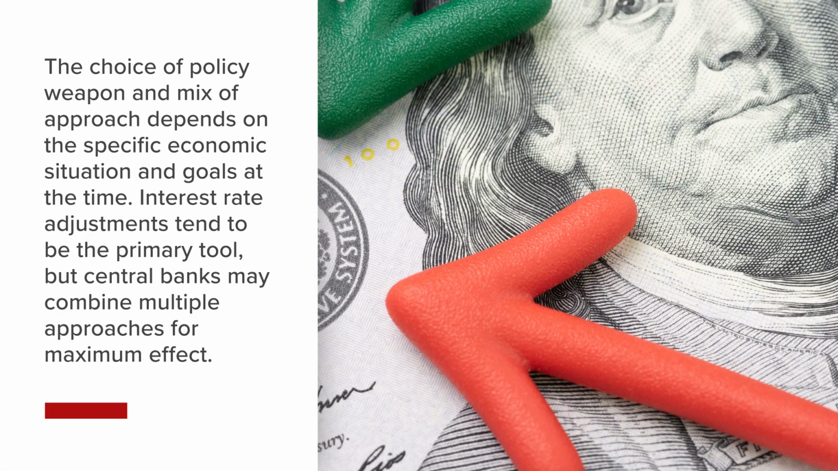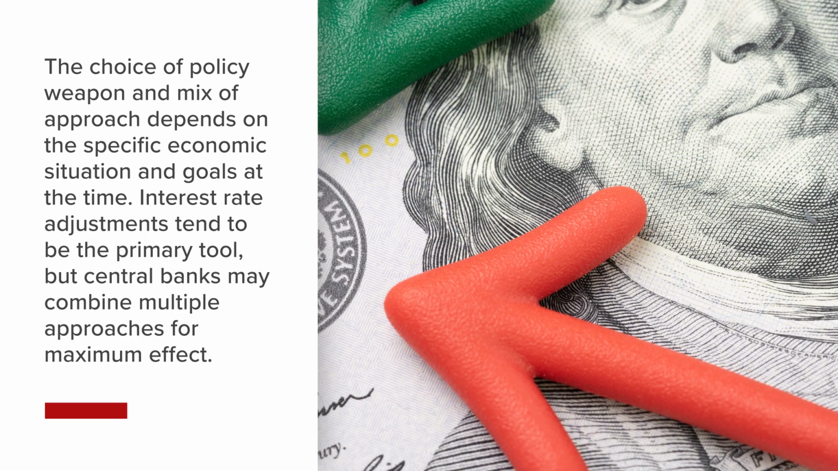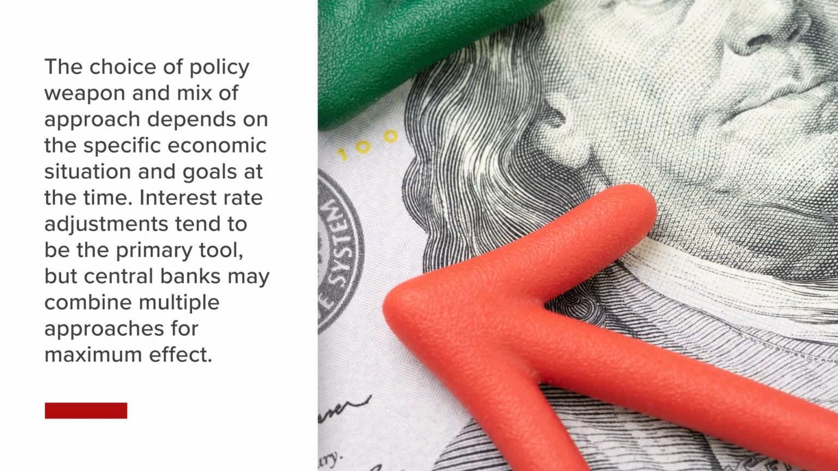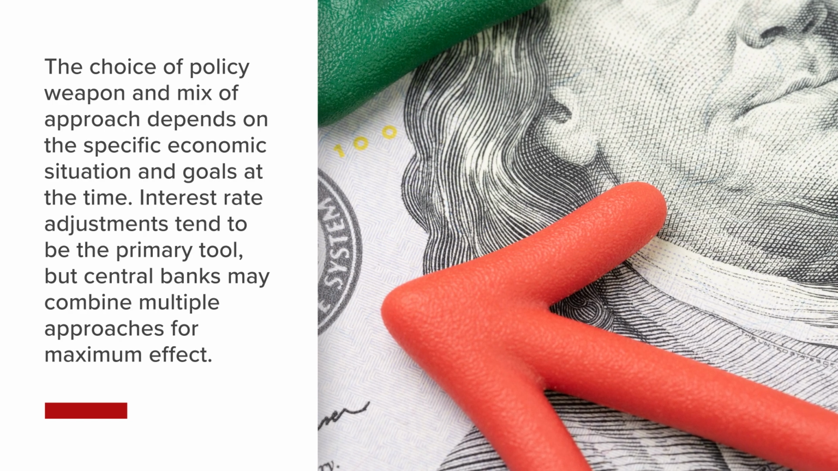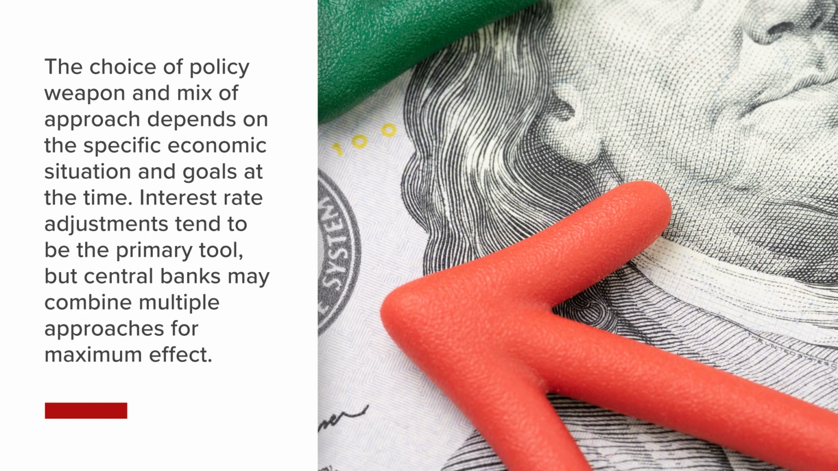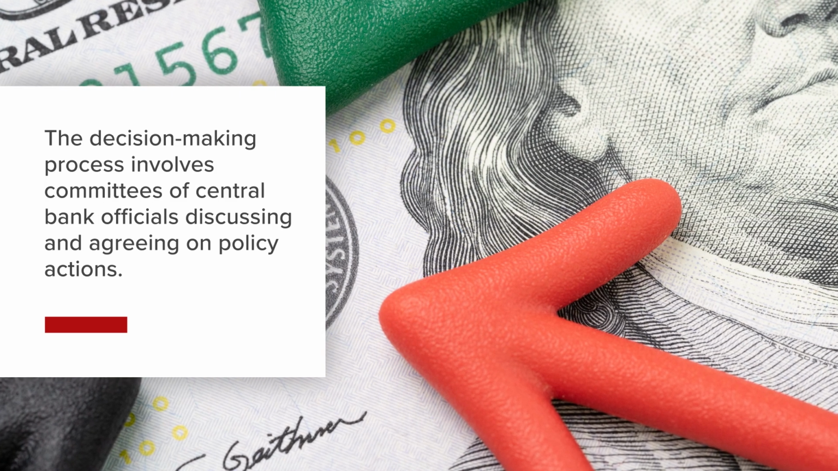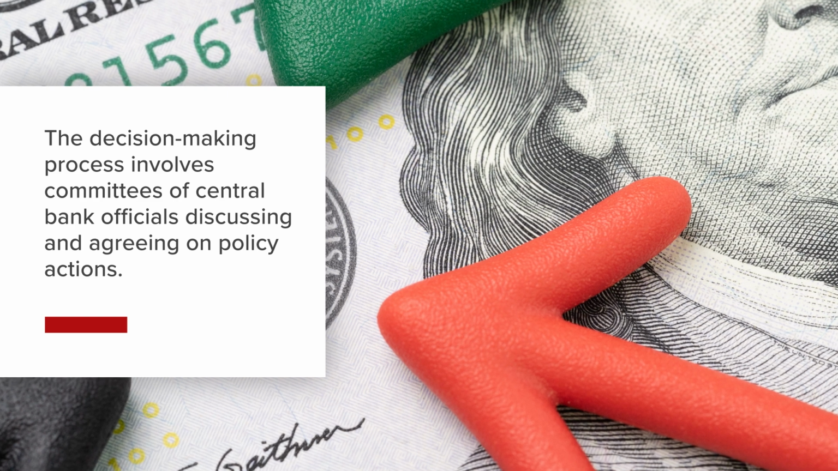The choice of policy weapon and the mix of approach depends on the specific economic situation and goals at the time. Interest rate adjustments tend to be the primary tool, but central banks may combine multiple approaches for maximum effect. The decision-making process involves committees of central bank officials discussing and agreeing upon policy actions.